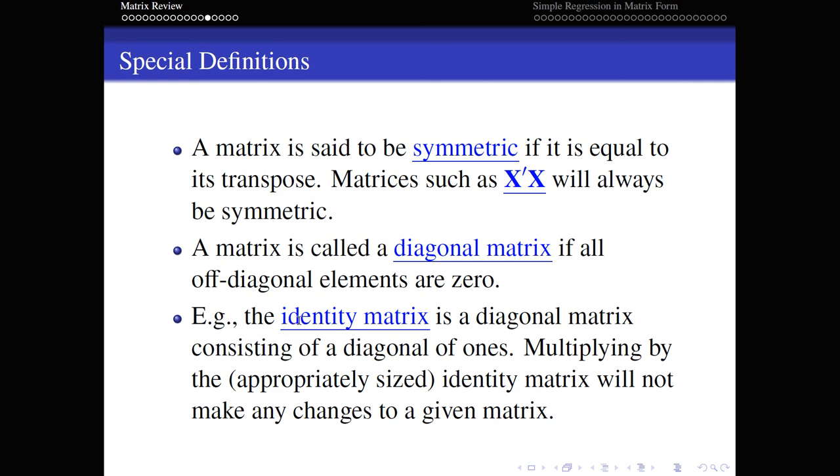Interestingly, regarding the identity matrix, if I multiply anything by the appropriately sized identity matrix, nothing will change. This is an interesting feature of the identity matrix, and why we like it: if I multiply a particular vector or a particular matrix by the identity matrix, I will get that original vector or matrix right back.